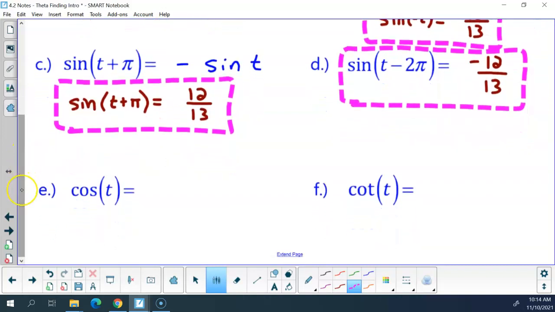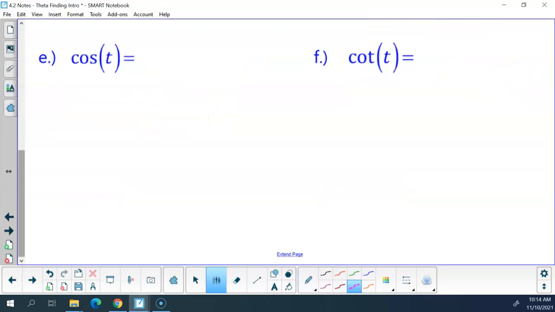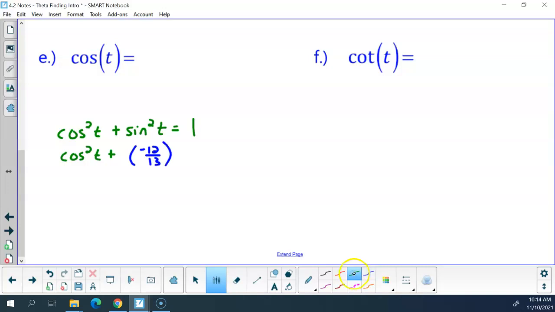Then it said we wanted to figure out cosine and cotangent. Well, we've got to use some wonderful things. We have the hammer at our disposal. Cosine squared plus sine squared is equal to 1. Cosine squared is what we're looking for. Sine is negative 12/13, and I am going to square that. Negative 12/13 squared is 144 over 169.